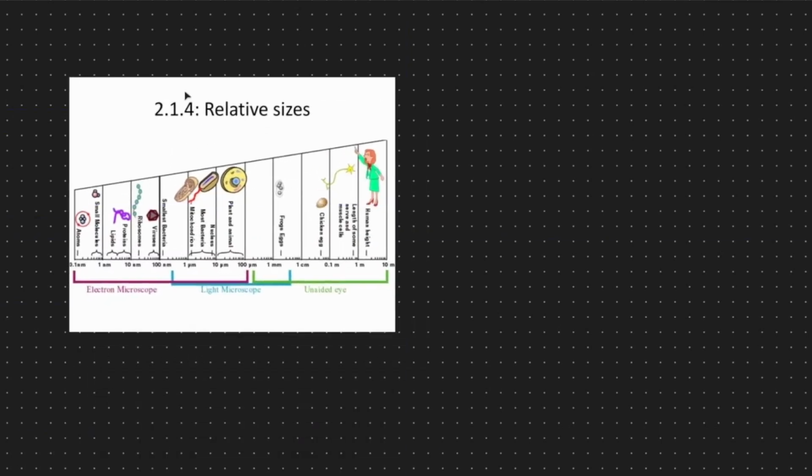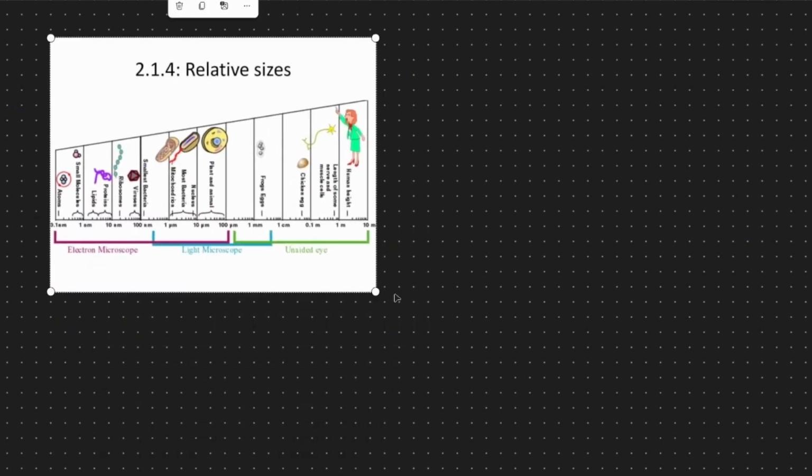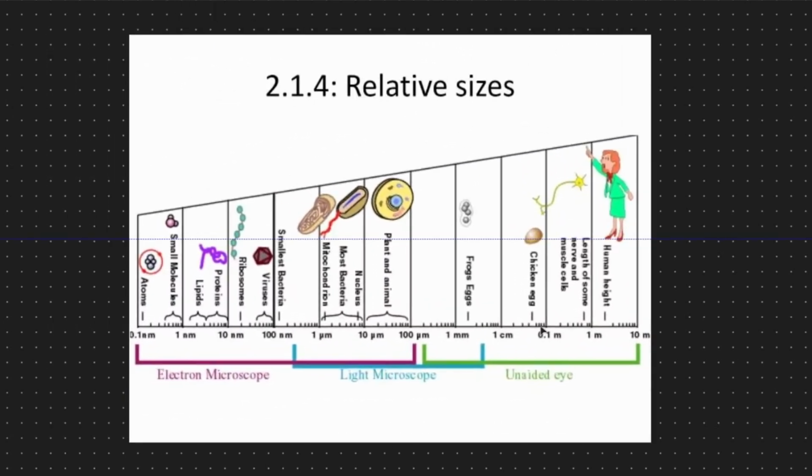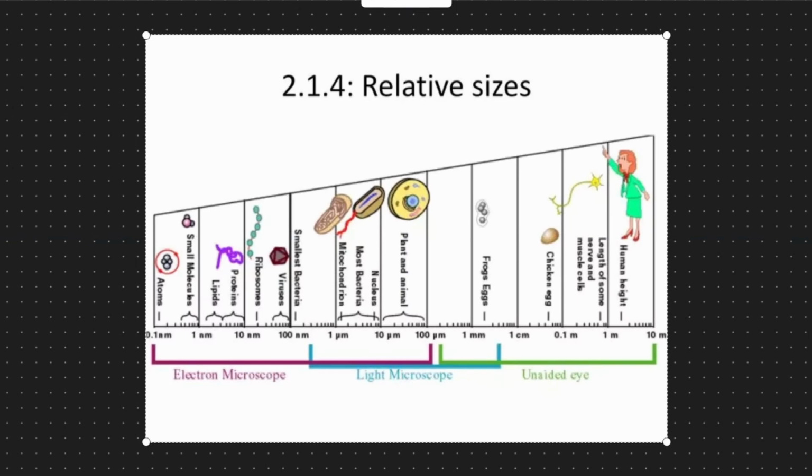Next, we're going to look at how cells appeared under different microscopes, and how knowing the relative sizes of organelles is going to help us identify these in micrographs. So here I have found a good picture of relative sizes, and I'm going to walk through it very quickly, and this will really help us with the next section.